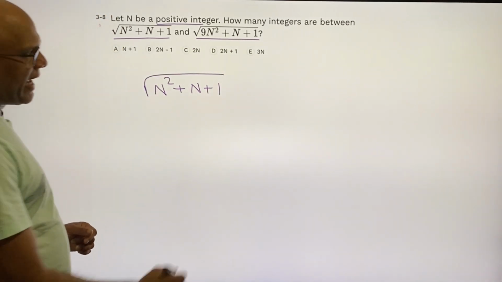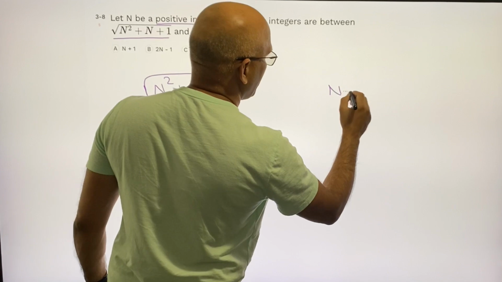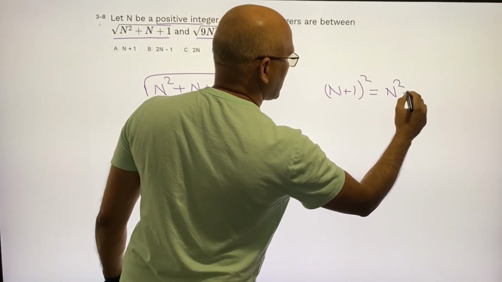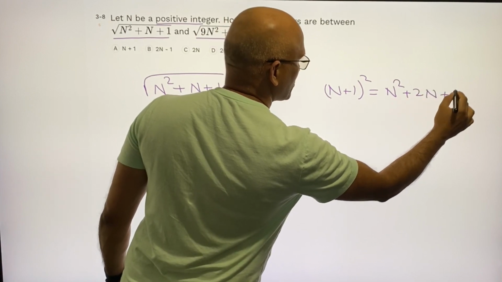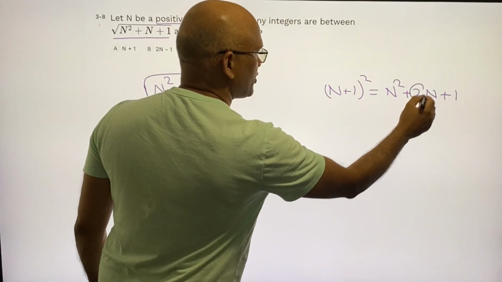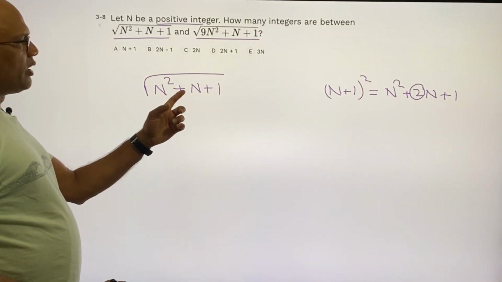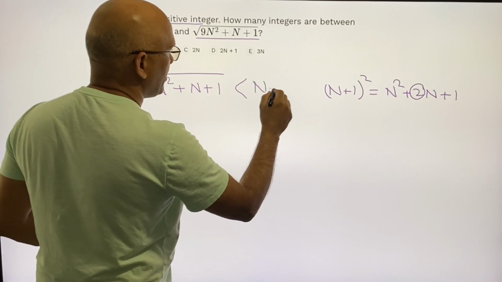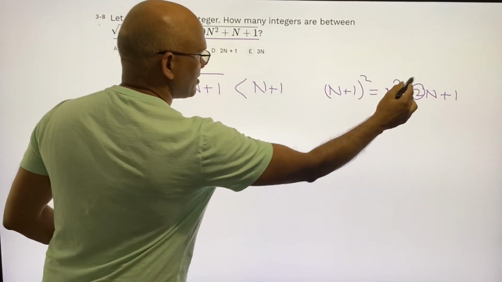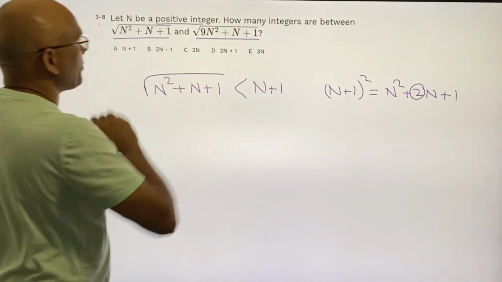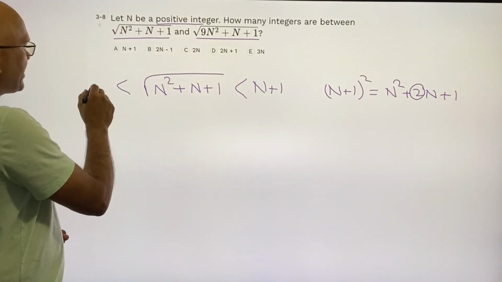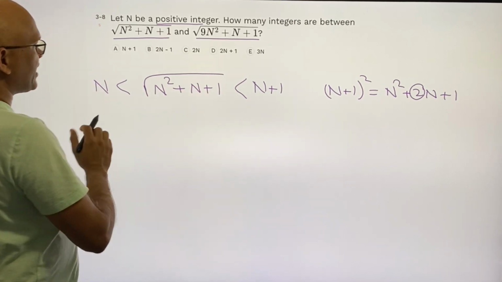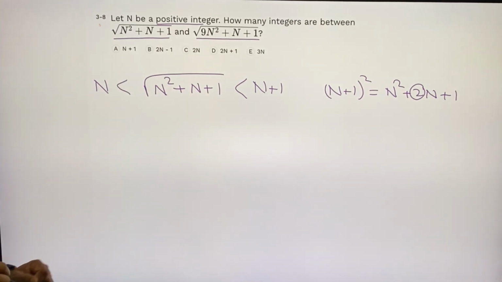I know that (n plus 1) squared is going to be n squared plus 2n plus 1, right? Here there is a 2n, here there is only 1n. So this has to be less than n plus 1, because n plus 1 has 2n and n is a positive integer. And this is clearly greater than n, because it is n squared and I'm adding an extra thing.